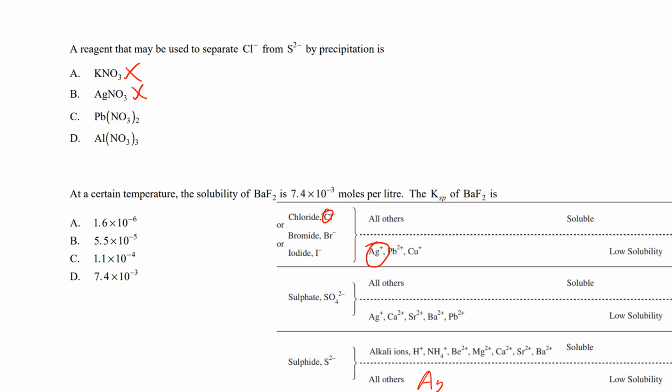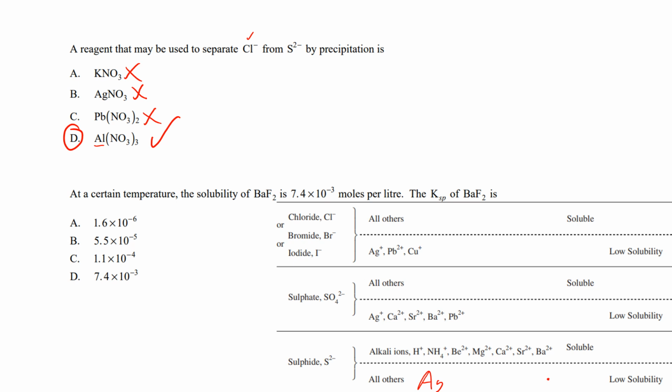What about Pb? Pb is low soluble with chloride. Pb is also low soluble with sulfide. So not that one. And what about aluminum? So we have aluminum right here. Aluminum does not form a precipitate with chloride, but it does form a precipitate with sulfide. That's your answer.